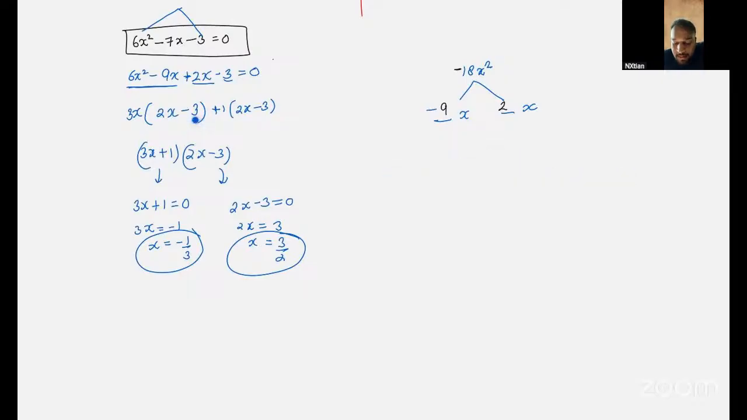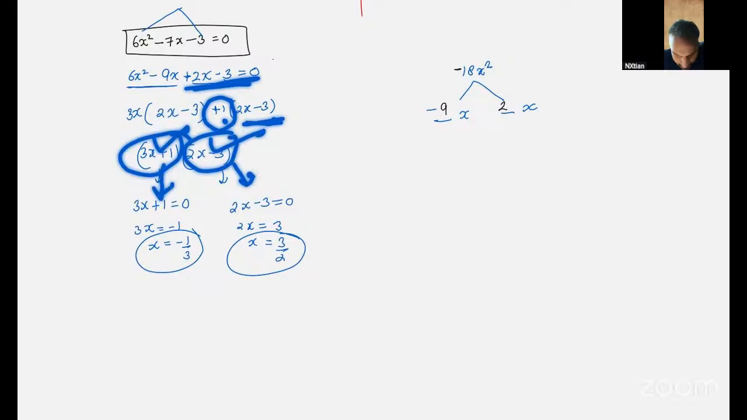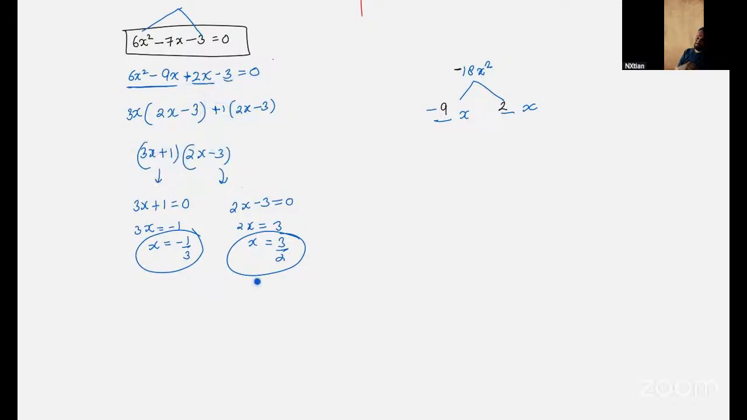Got it? From these two terms there is no common, so it will become plus 1. So I got 2x minus 3. So I got here two factors. This is the first factor, this is the second factor. I put them equal to 0 and then I solve it. I got the two values of x. Now you have to verify.